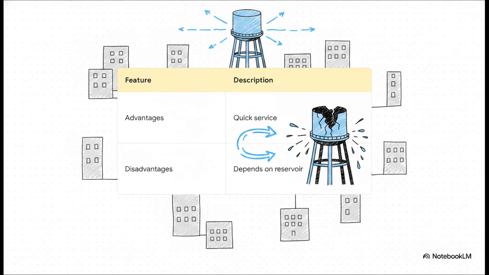But as you might have guessed, it's a bit of a putting all your eggs in one basket situation. It is highly dependent on those central elevated reservoirs. If something goes wrong at that center hub, the entire zone suffers.